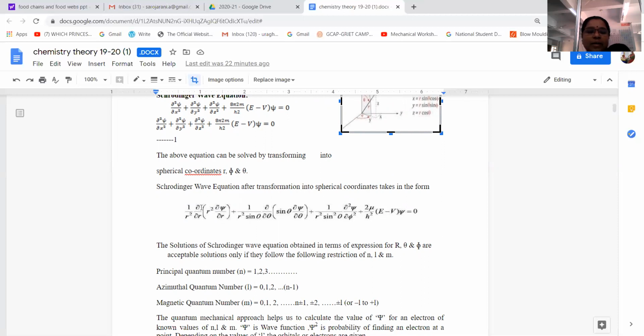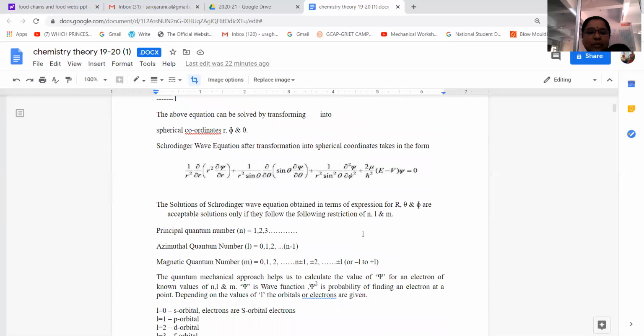So simply, dou square psi by dou x square here, right? So x is r sin theta cos phi here. If you replace and make it simplified overall, this equation turns into this. So the solutions of the Schrodinger wave equation, obtained in terms of expressions for r, theta and phi, are acceptable solutions only if they follow some restrictions of n, l, m.